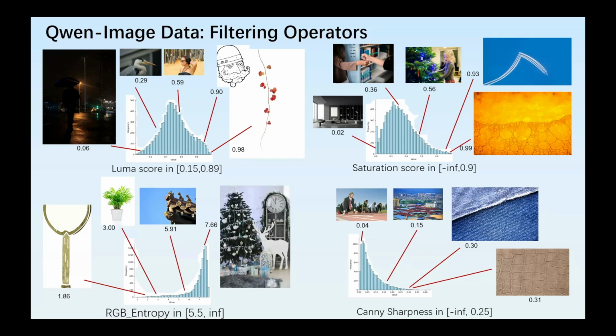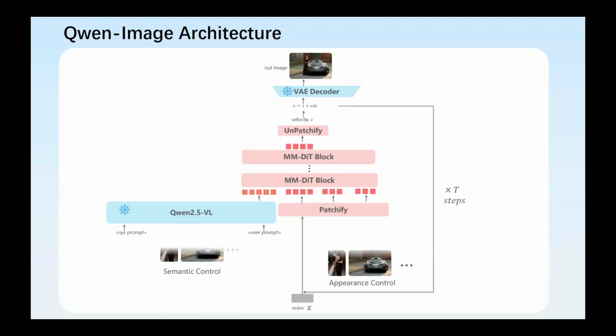Actually, we have quite a lot of filtering operators, ensuring every image that trains Qwen Image is clean, clear, and semantically rich. So this is an overview of Qwen Image architecture. It adopts a standard double-stream MMDiT architecture. The input representations are provided by a frozen Qwen 2.5 VL and VAE encoder.